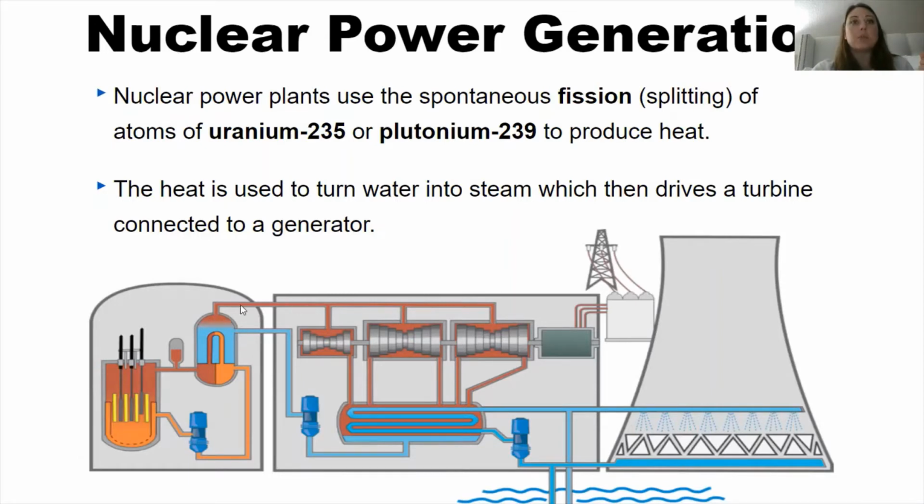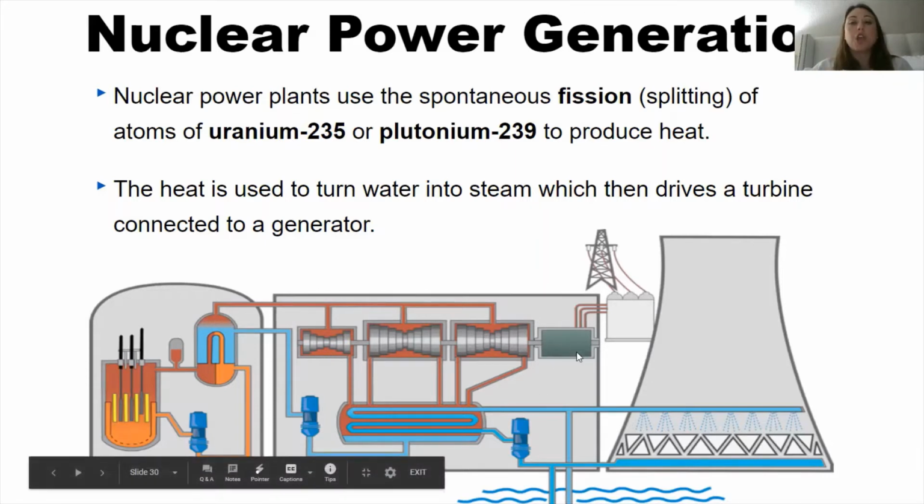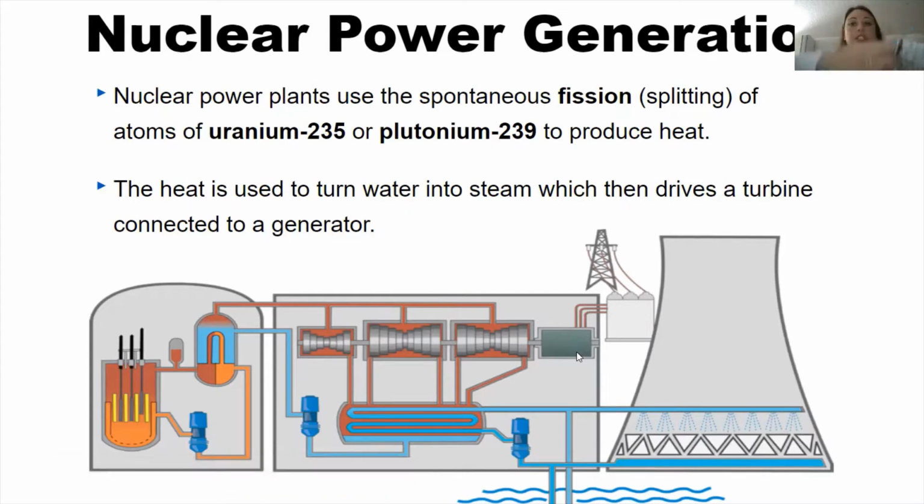That steam in the red things at the top is going to start to turn a turbine. That turbine is going to spin, and on the right-hand side, you see that it's attached to a generator. That generator converts the mechanical energy from the spinning into electrical energy. It does that through a copper wire and a magnet. The spinning causes the electrons to move really fast, and that's actually electricity.